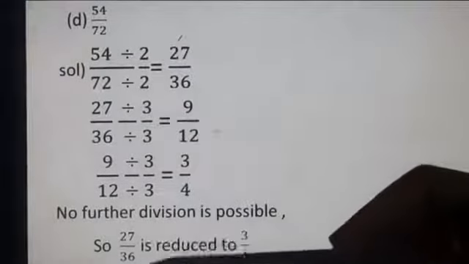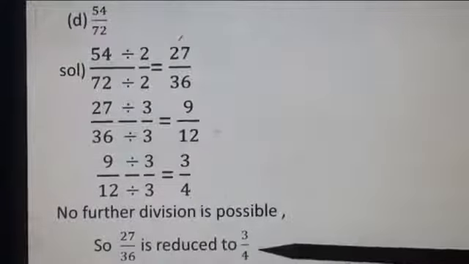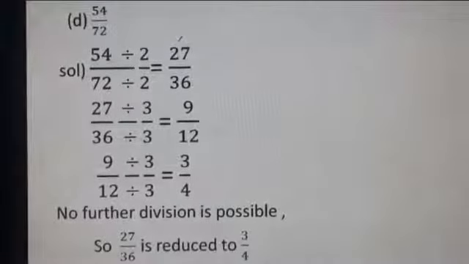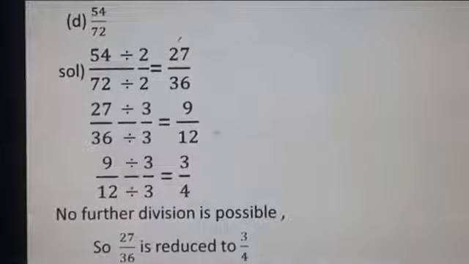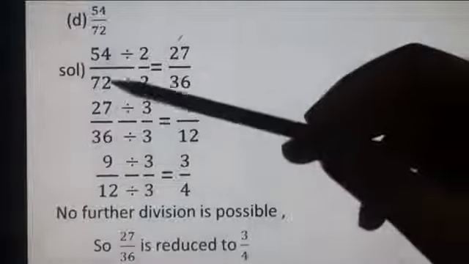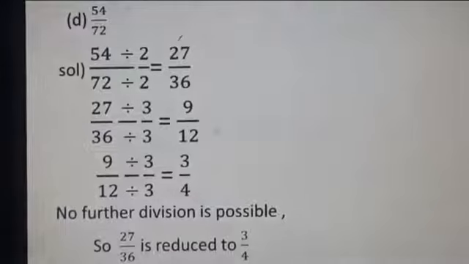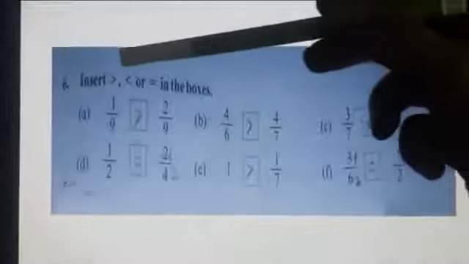So 27 upon 36 is reduced to 3 by 4. Second method is that you will find out the HCF of 54 and 72 and then you will divide 54 upon 72 with their HCF. Now our question number 6, it is given in your book. Insert greater, less or equal signs in the boxes.